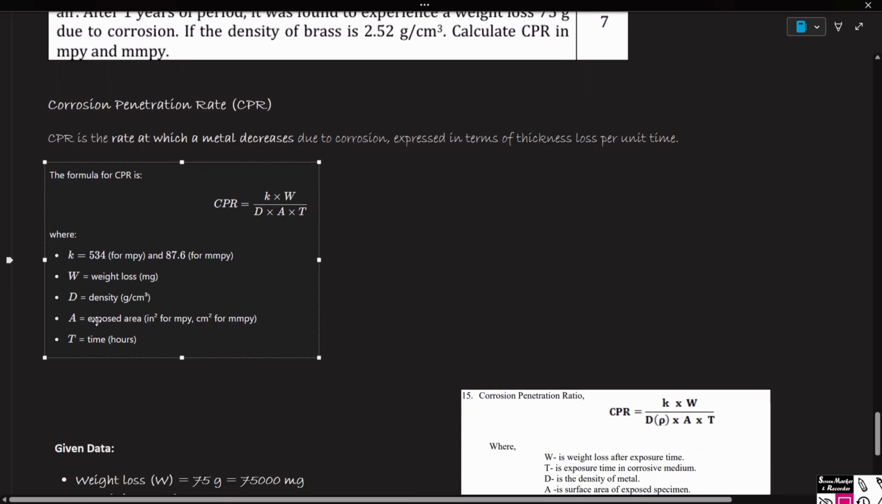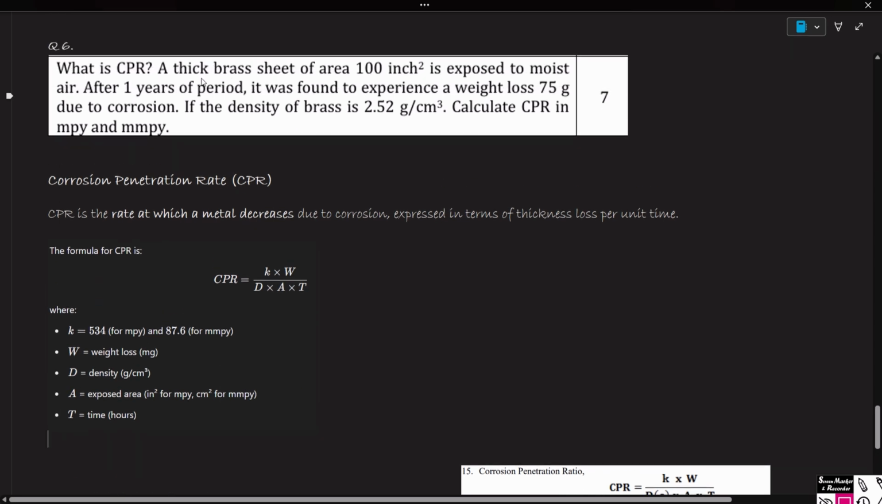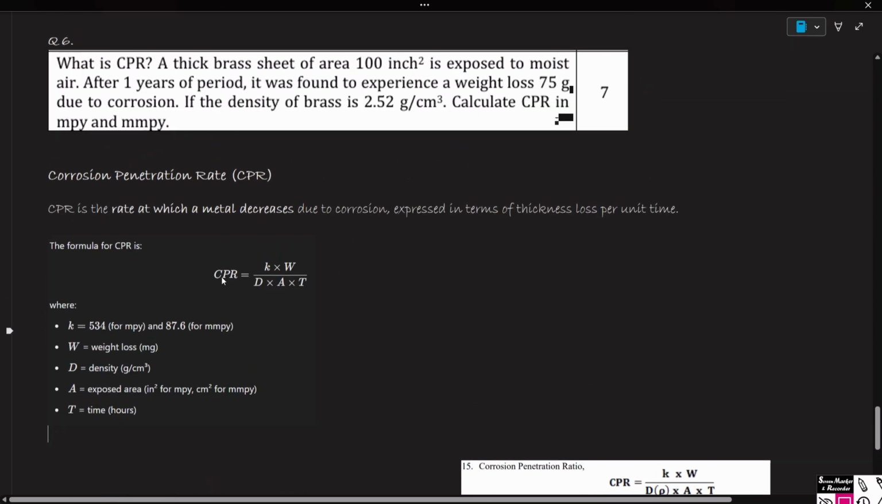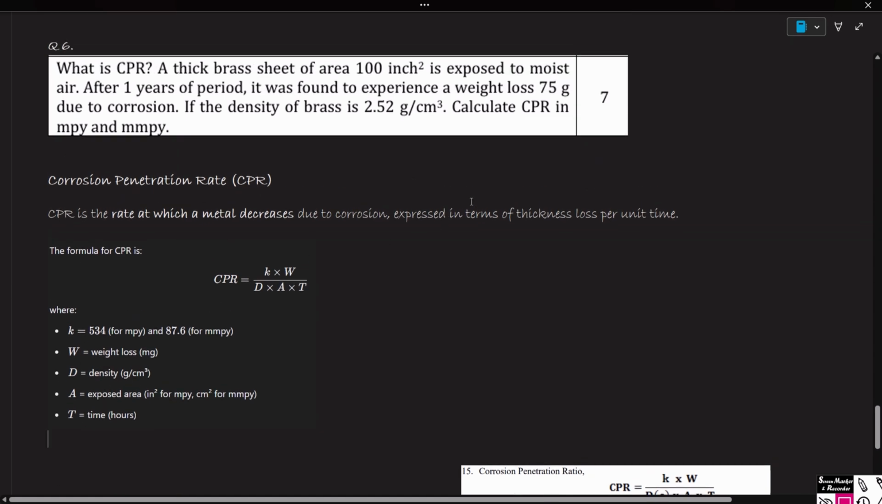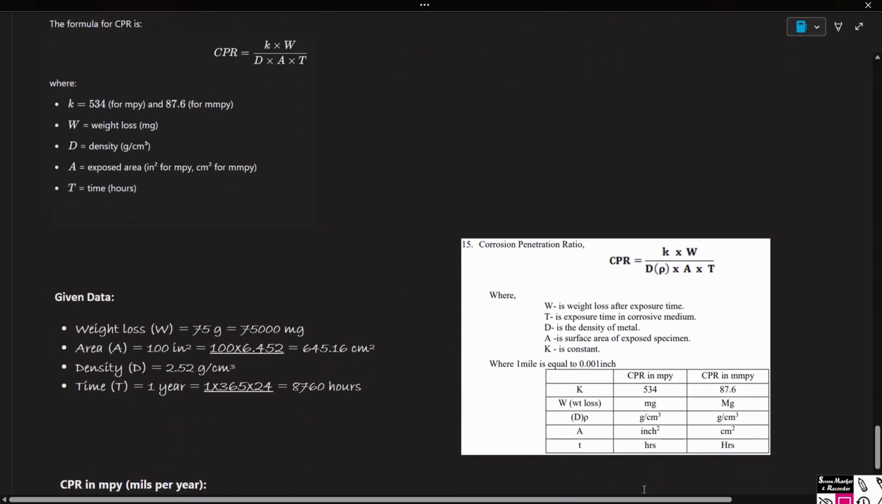And coming to the exposed area, which area is exposed to air. Here 100 inch square area is exposed to air. Here we need to convert it to centimeter square for MMPY and keep it the same for MPY. Time should be in hours. Here they have given 1 year. In 1 year we have 365 days. In one day we have 24 hours, so 365 into 24, we will get it in hours.